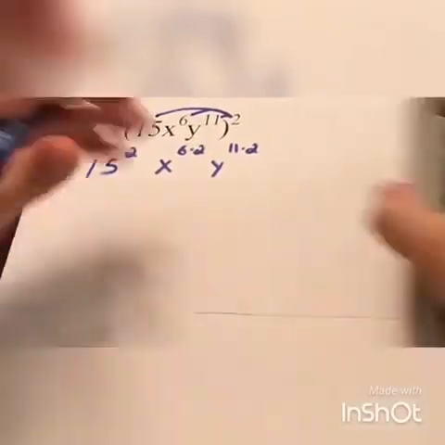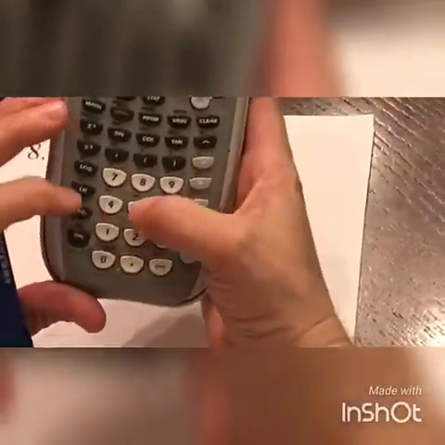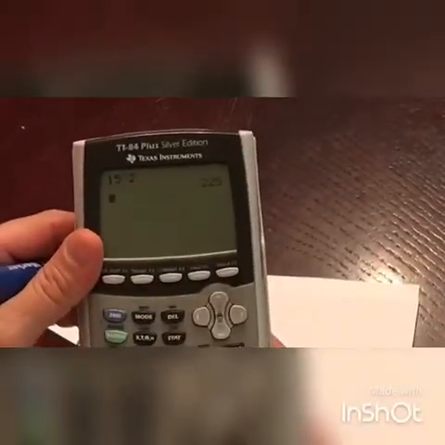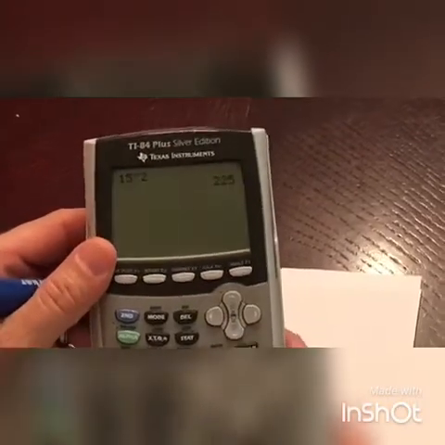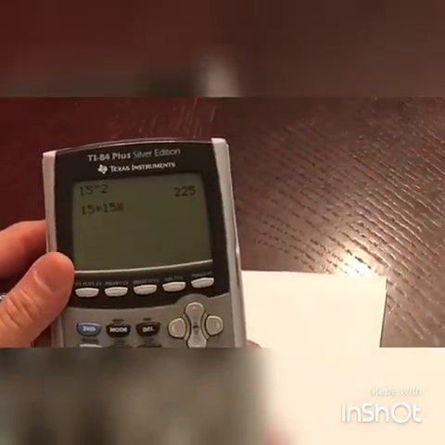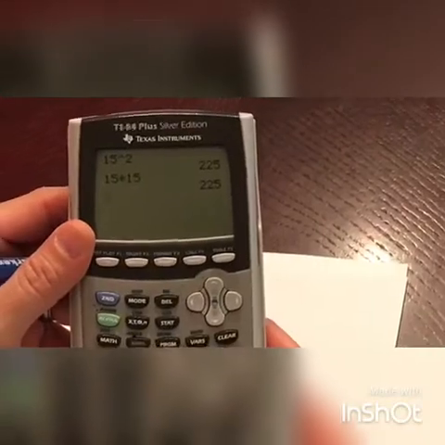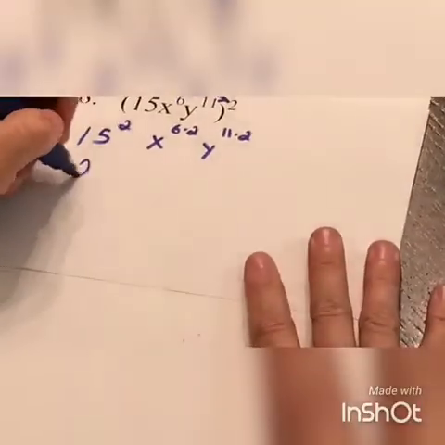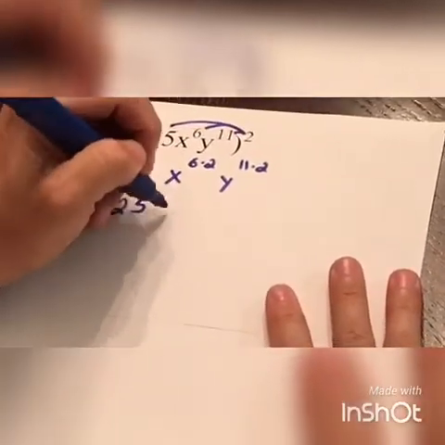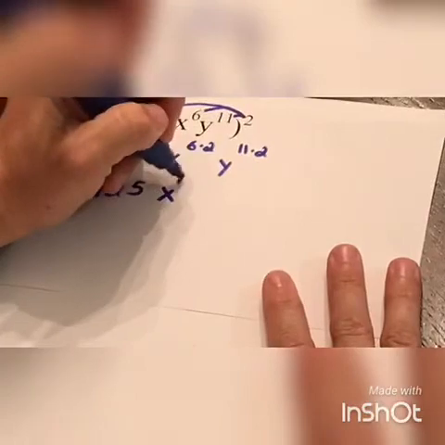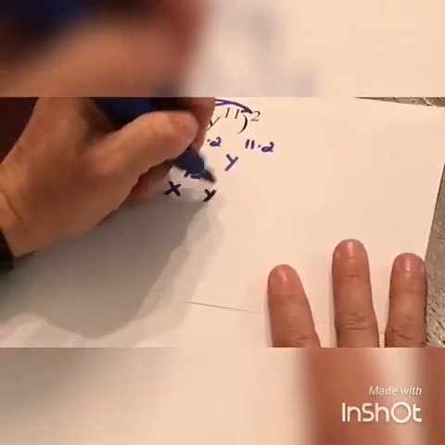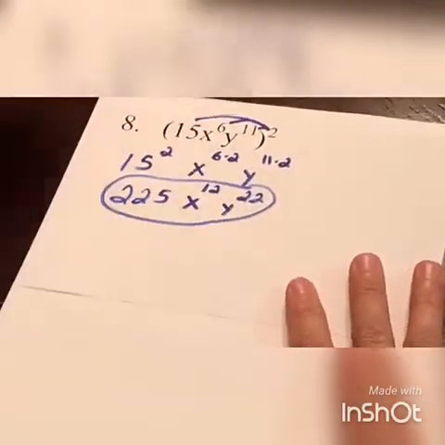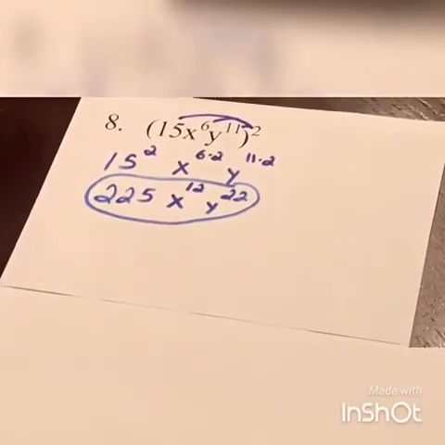15 to the 2nd power. 15 exponent 2. 225, or 15 times 15, just 2 of them. 225. 225 x, 6 times 2 is 12. 11 times 2 is 22. And there is number 8 finished up.